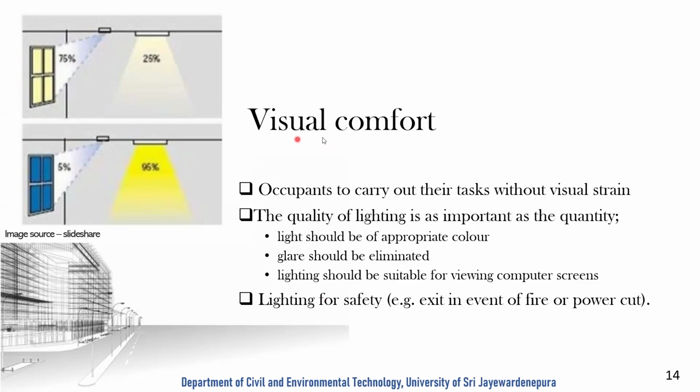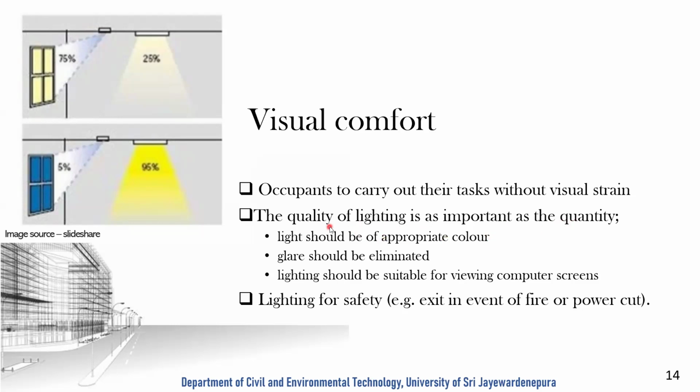So I have asked in the exam as well, what is visual comfort? If you mention occupants being able to carry out their task without visual strain, I'll be looking at this keyword, visual strain. Whoever the occupant is, they have to be able to conduct their business, do their work, do their job without visual strain. It means without more stress to your eyes. Not only the lighting quality, but also quantity would be required.